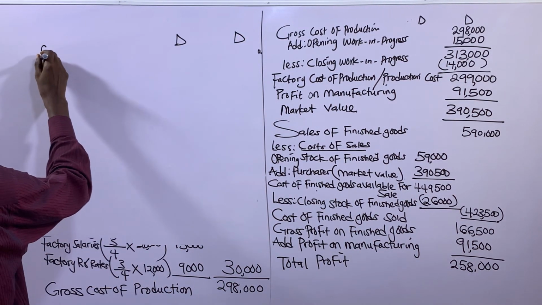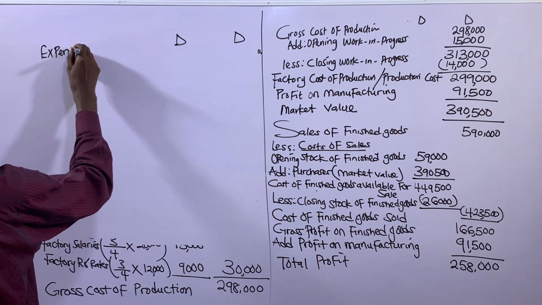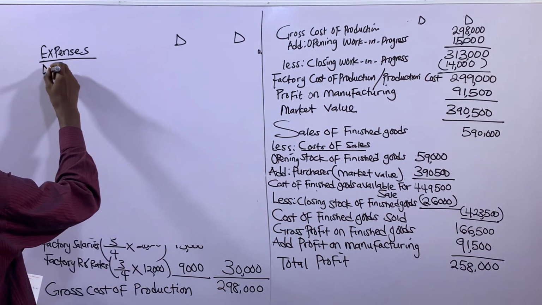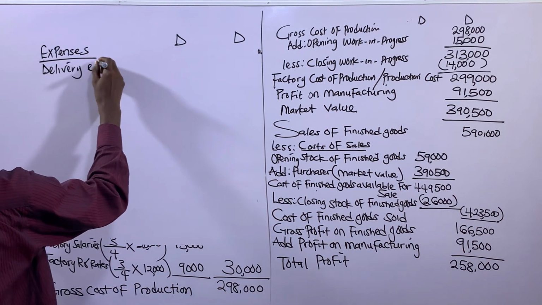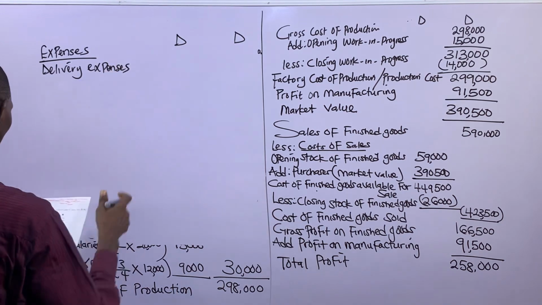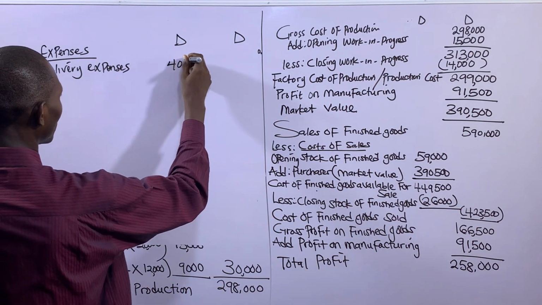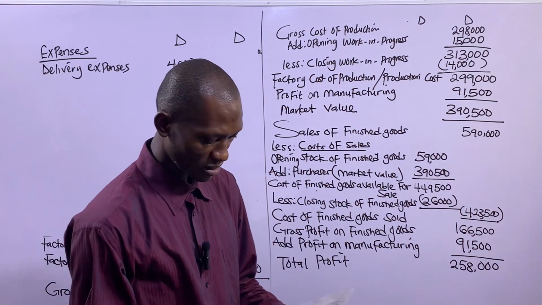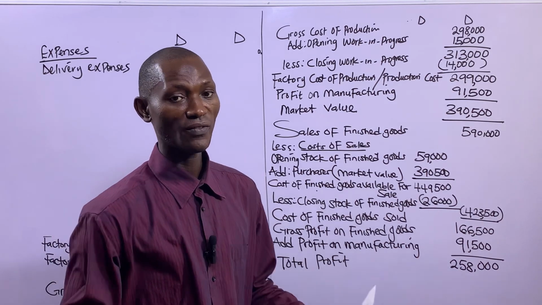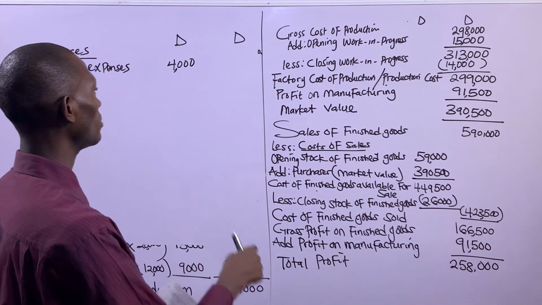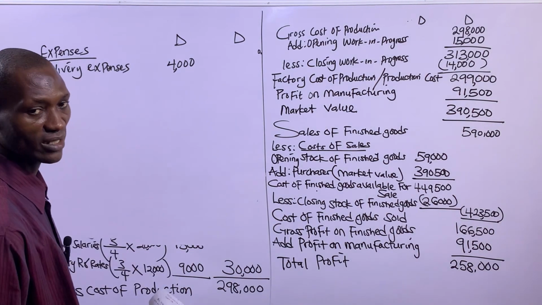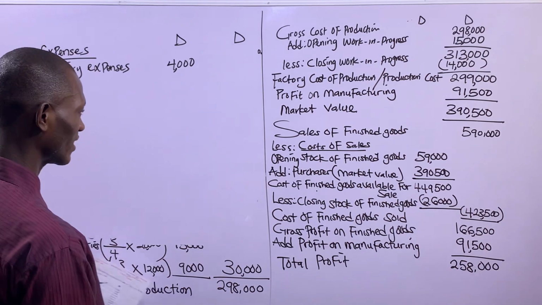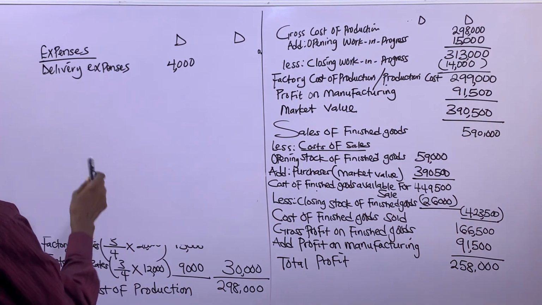So we have our expenses. The expenses we have here: delivery expenses. That's given us 4,000. No adjustment on that, 4,000. Then don't forget additional information 3. Salaries: we've apportioned 3 to factory, and the remaining one now we are going to apportion to office. So those are indirect expenses. Office salary is indirect, but factory is direct.